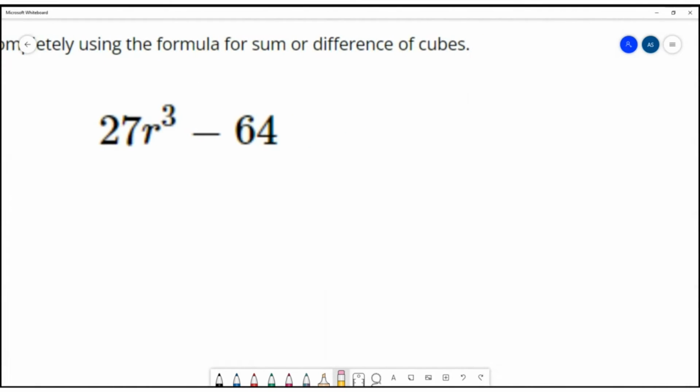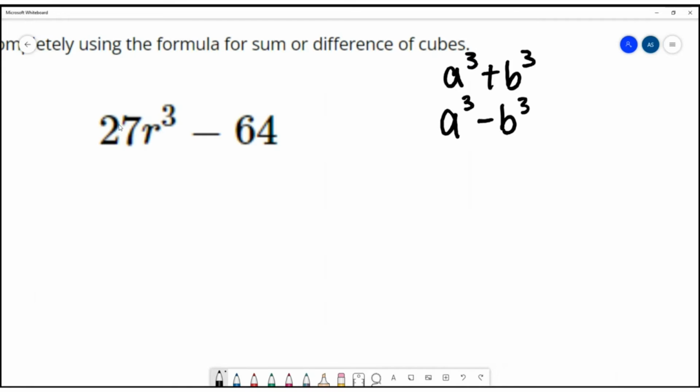So the pattern that I'm looking for: sum of cubes would be a cubed plus b cubed, and for difference of cubes, that would be a cubed minus b cubed. And I see the r cubed. So the pattern's probably there, but I need to know what 27 is, if it is a perfect cube, and also if 64 is a perfect cube.